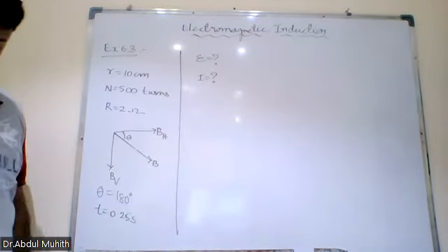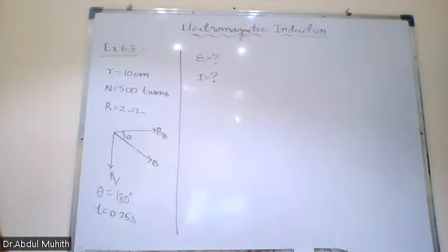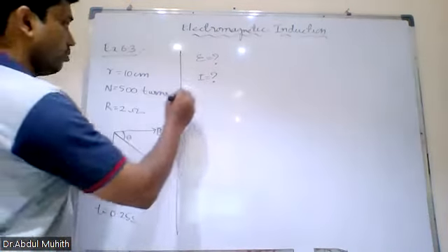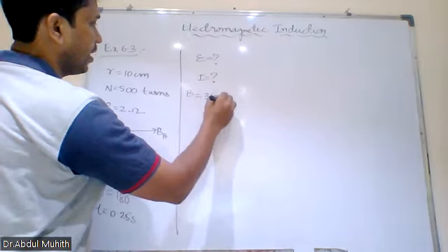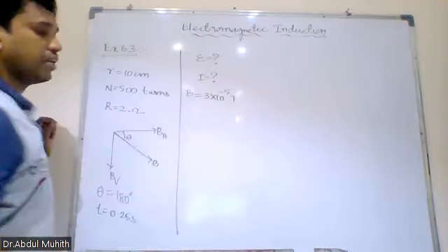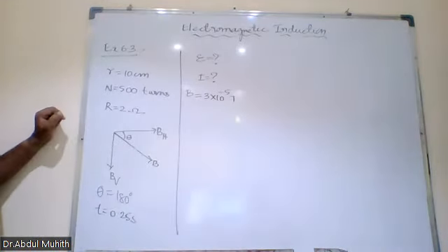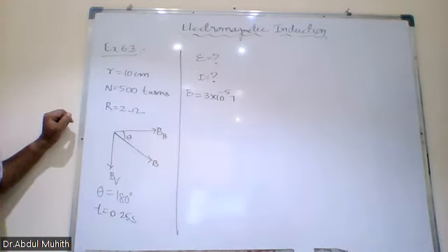Now, the horizontal component of Earth's magnetic field is given to you, that is 3 into 10 to the power of minus 5 Tesla. So the magnetic field is also given to you, generally measured in Gauss also. Now, first we'll find out the magnetic flux.